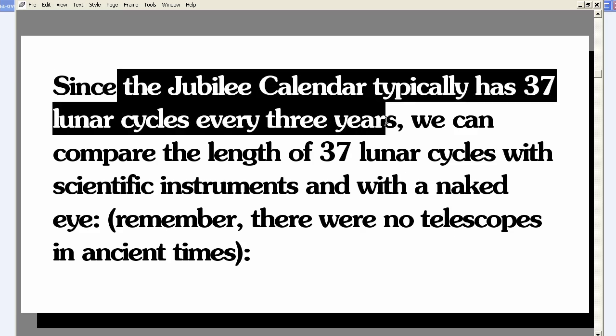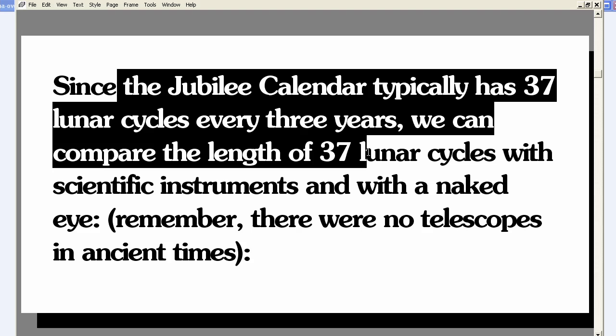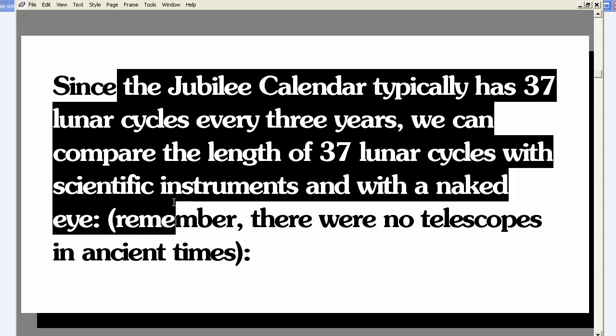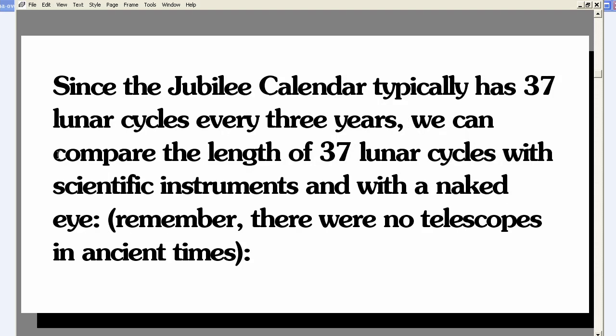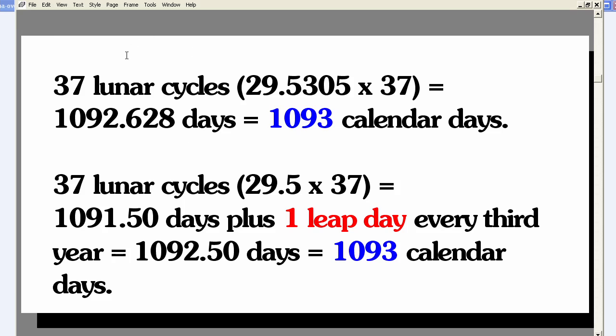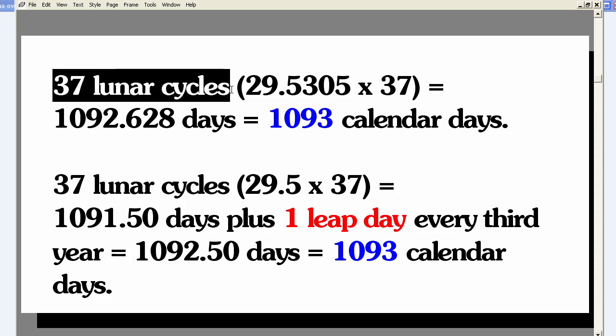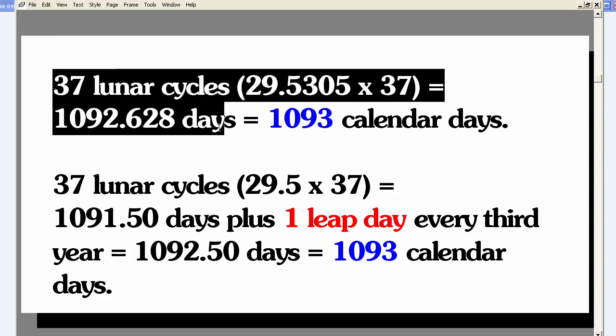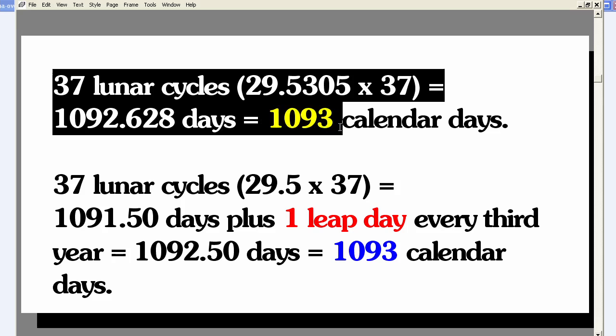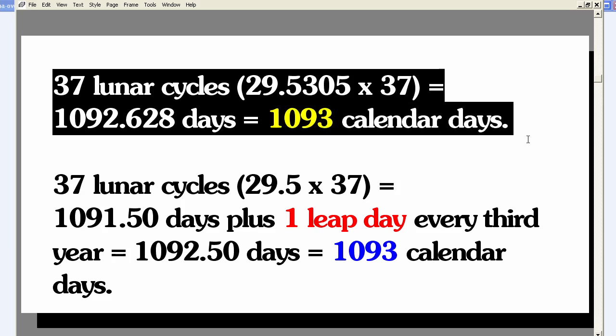Since the Jubilee calendar typically has 37 lunar cycles every 3 years, we can compare the length of 37 lunar cycles with scientific instruments and with the naked eye. So we want to do a little comparison to see how the actual numbers work out. Using telescopes and other instruments, we know that 37 lunar cycles amounts to 1,092.628 days, which is rounded up to 1,093 calendar days.